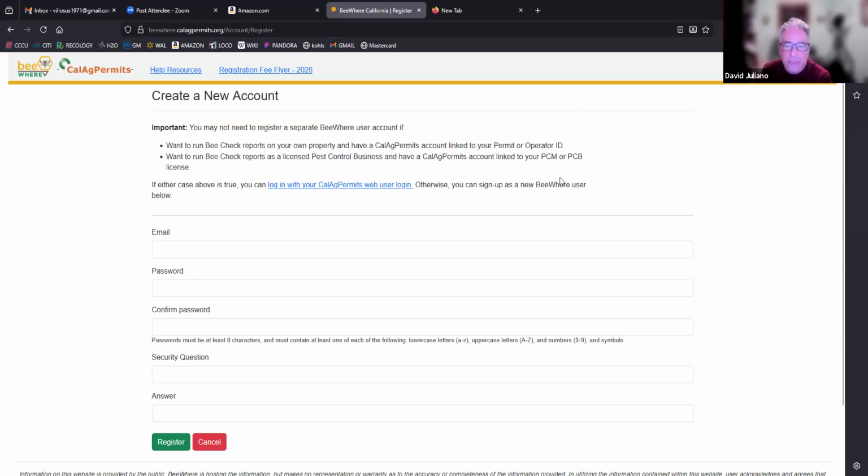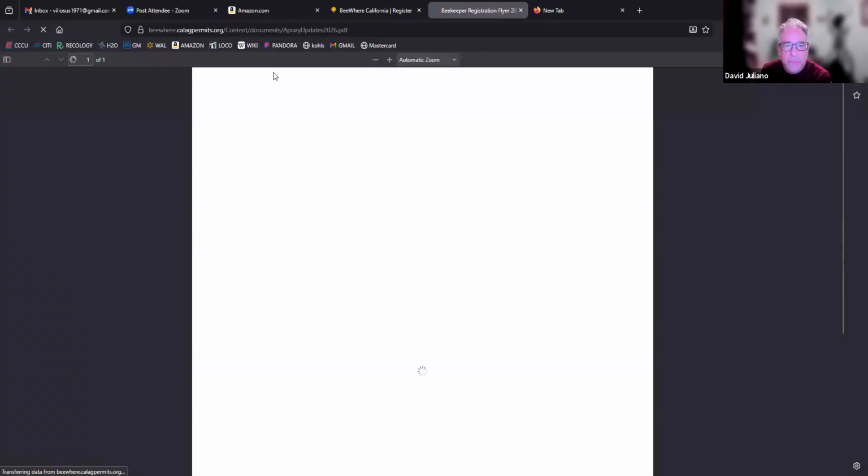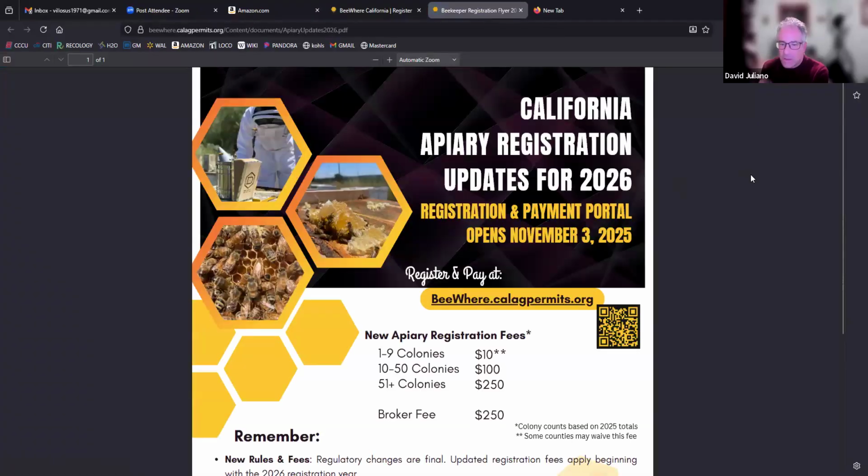The internet connection is unstable. So let's see, this hopefully will bring up. Yeah, here we go. So 1 to 9 colonies, we are waiving the fees. So for 1 to 9 colonies, there is no registration fee. And then 10 to 50 is $100, 51 and above, $250.